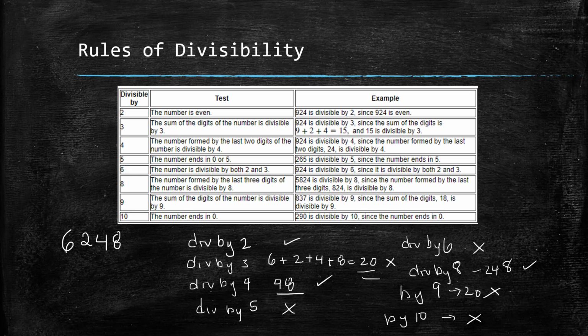So once again, this is a cool little rule to be able to tell if something will go into a large value evenly, a lot of times people will say it that way, without a remainder.